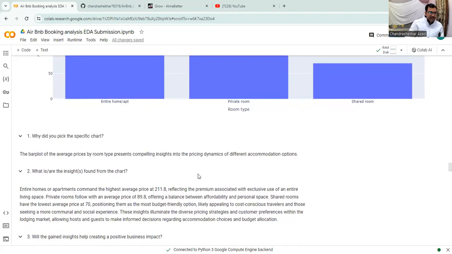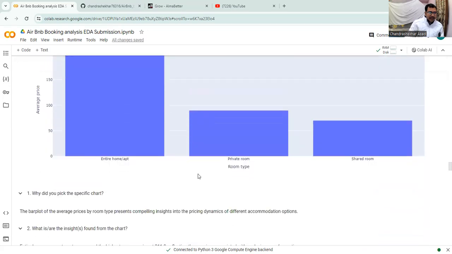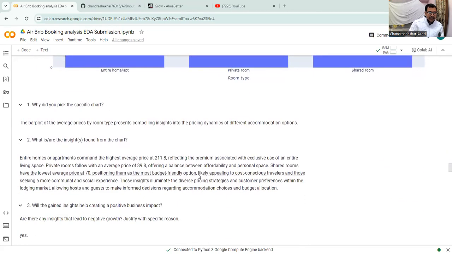The next chart is the distribution of average price over room type. From this chart, we can conclude that entire home apartments have an average price of 211, reflecting a premium associated with exclusive use of the entire living space. Private rooms follow with an average price of 89.8, offering a balance of affordability and personal space. Shared rooms have the lowest average price of 70, positioning them as the most budget-friendly option.